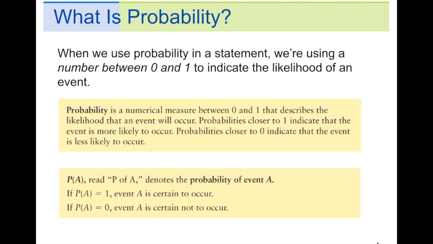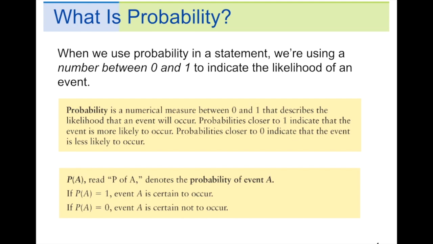When we use probability in a statement, we're using a number between 0 and 1 to indicate the likelihood of an event. Probability is a numerical measure between 0 and 1 that describes the likelihood that an event will occur. Probabilities closer to 1 indicate that an event is more likely to occur. Probabilities closer to 0 indicate that the event is less likely to occur.